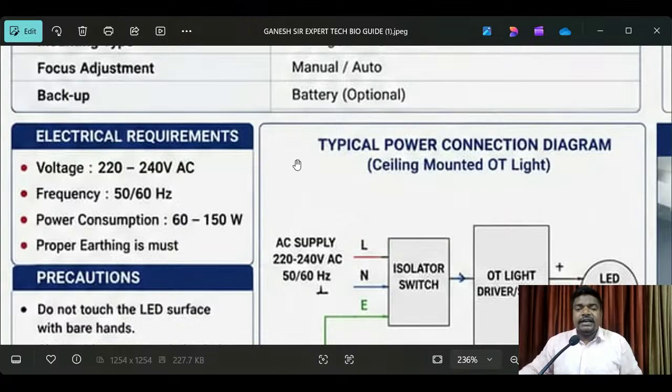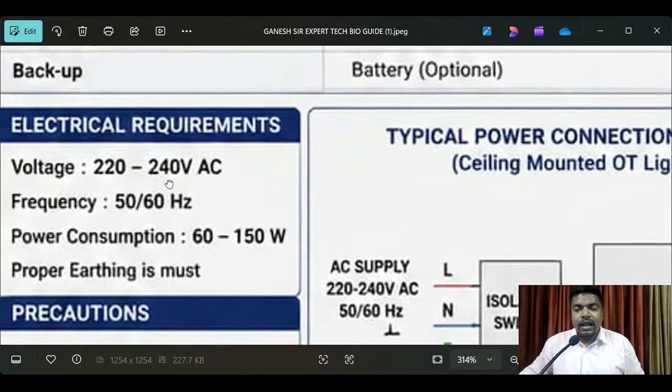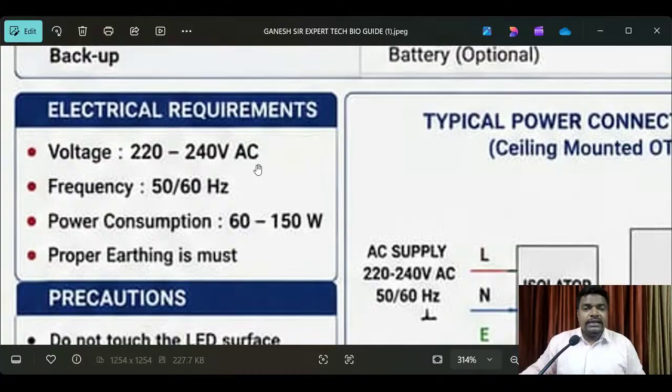It is visible right now. Yes, my dear engineers, come on. Now I'm going to share the electrical requirements of the OT lights. I'm going to zoom in now. Then it is visible, I hope.